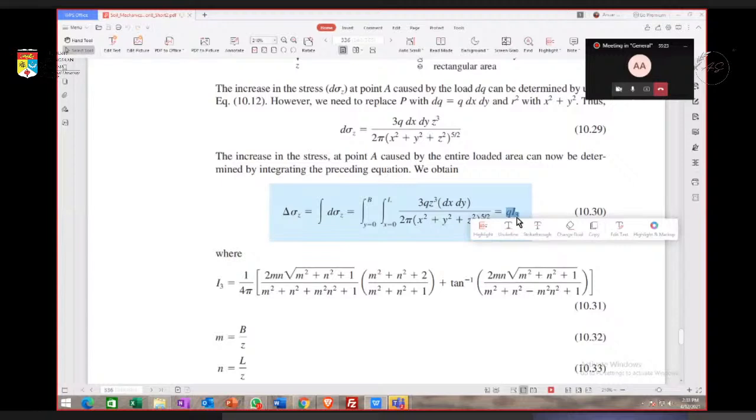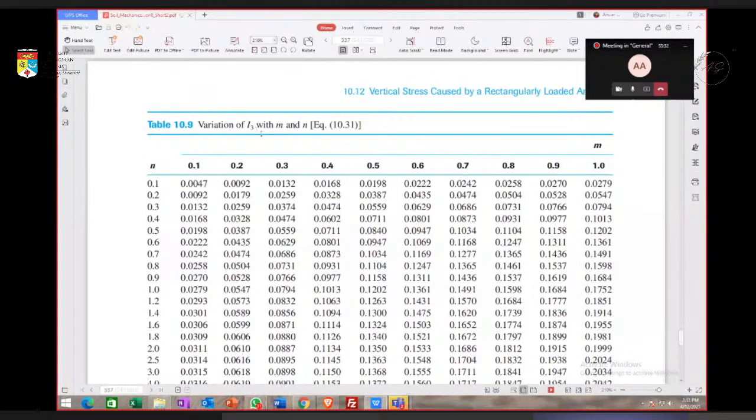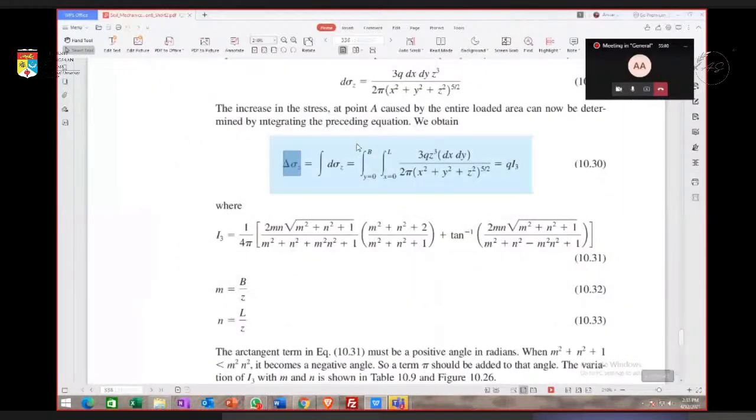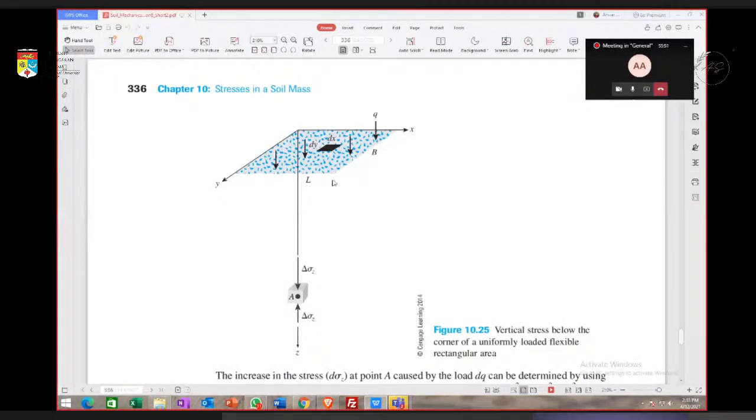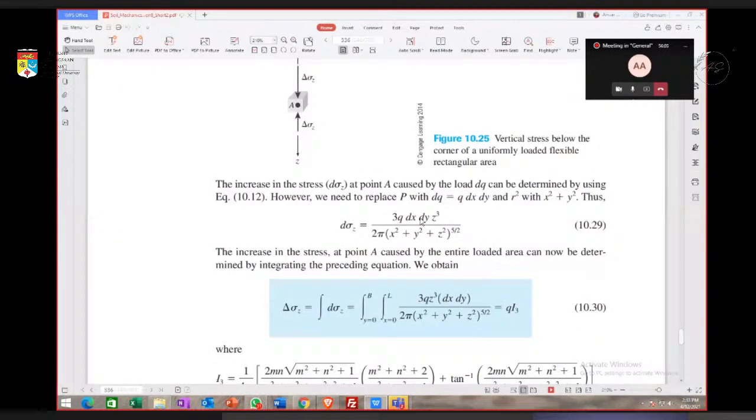So also given here is how to find the I3 with a known m and n. Actually, m and n we calculate by using the equation here: m equals B over Z, n equals L over Z. So it's given here L and B. Which one is B and which one is L? It depends. Normally L is greater than B. If they are equal, then B and L are the same. Normally we denote L when it is bigger than B.